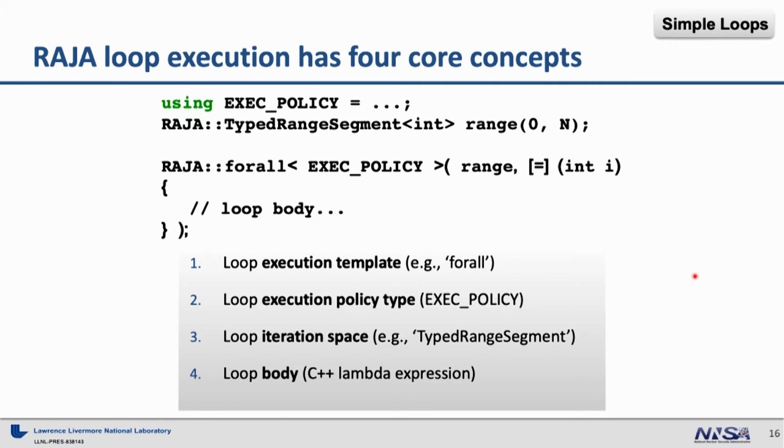Now, this forall has basically four types of things going on in it. It has the execution template, which is this forall templated function, and the execution policy type up here, which tells us where to run the forall; the iteration space, which is the range; and then the body, which is the C++ that we want to run.